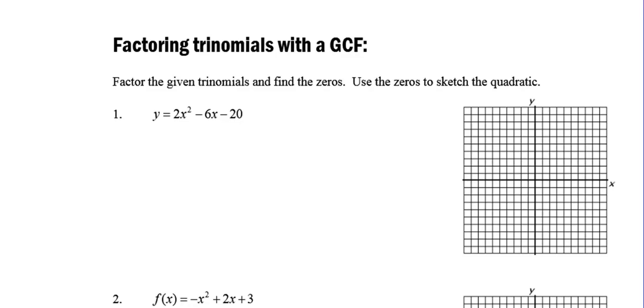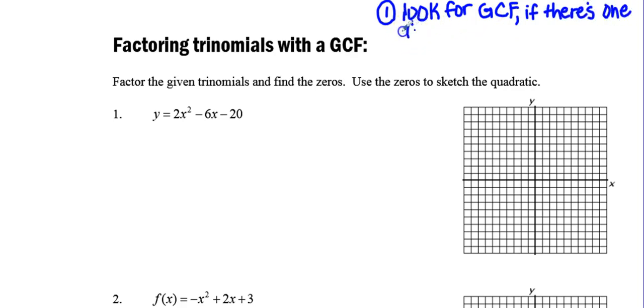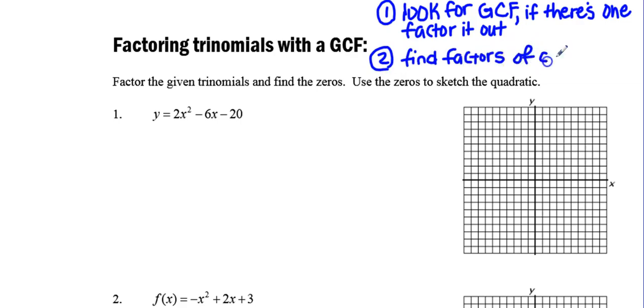Let's now look at some examples. So notice it says here, factoring trinomials with a GCF. Just a couple reminders up here. One, that means that if I'm being told there might be a GCF, we need to look for the GCF. And if there is one, factor it out. Then find factors of c that add to b.